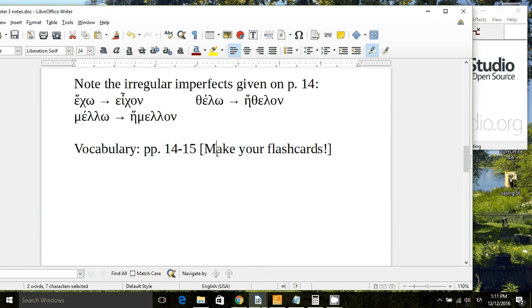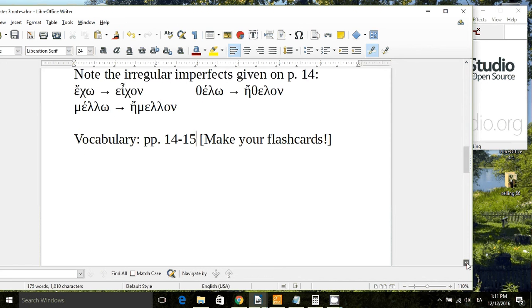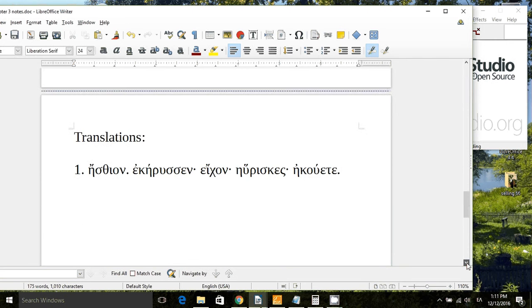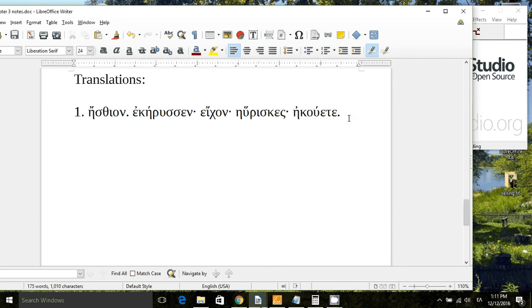Okay, now at this point, what you're going to want to do today is to make your flashcards, study this vocabulary, know it really well, and study your vocabulary from the last lessons, and then tomorrow come back and do the translations. So come back to this point in the tape tomorrow and do the translations, and now it's tomorrow. So let's take a look at these translations.